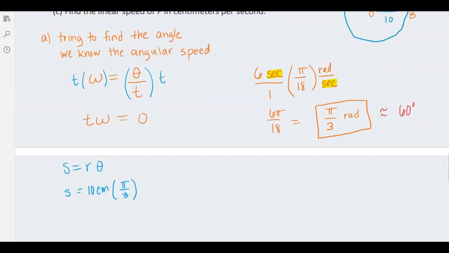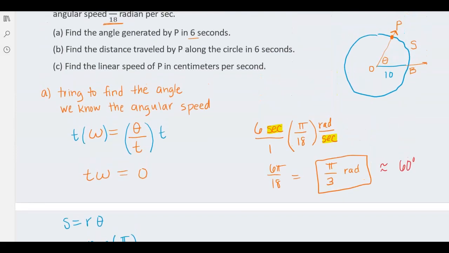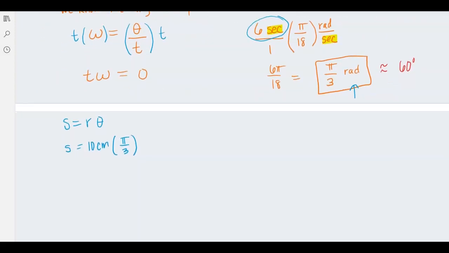And again, this is asking us to find the distance traveled in 6 seconds, but this answer that we found was related to 6 seconds, right? So we already know that this is the angle that's generated in 6 seconds. So this will be the length created in 6 seconds also. So it looks like we end up with 10 pi over 3 centimeters.